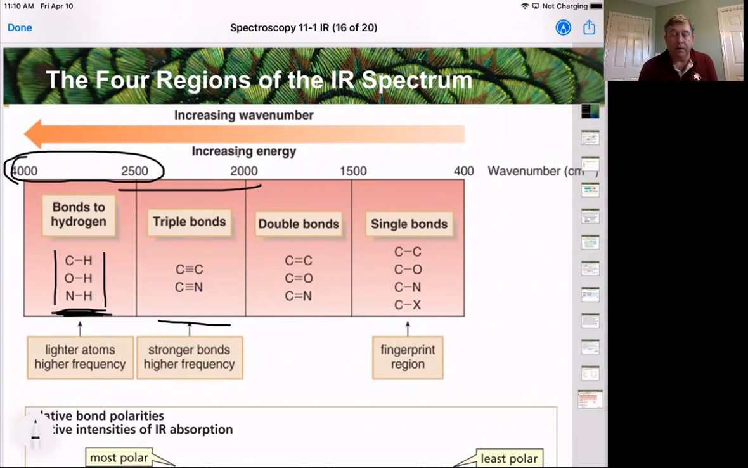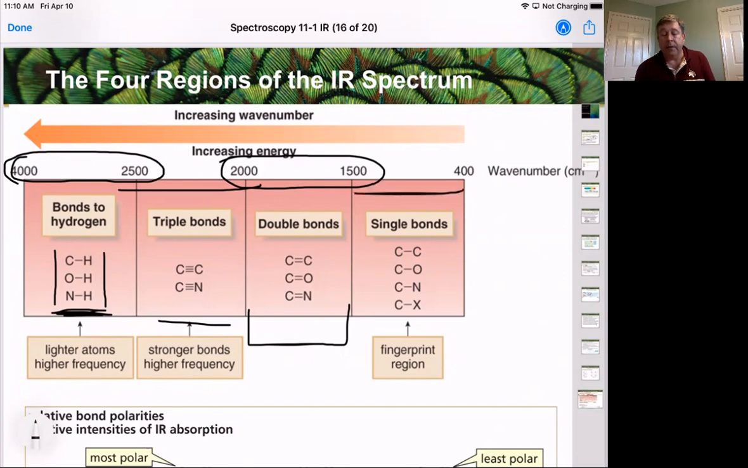The next band we need to look at is the 2000 to 1500 wave number area. This is where we find our carbon-carbon double bond, our carbon-oxygen double bond, and our carbon-nitrogen double bond. Again, we have two bonds there. It's very tightly bound, but not as tightly bound as a triple bond, and more tightly bound than a single bond on this side. So they're going to vibrate at a slightly higher energy than a single bond, but at a lower energy than a triple bond. So that's why they're found in this middle region. This is where we find a lot of our ketones and our aldehydes and other bonds.